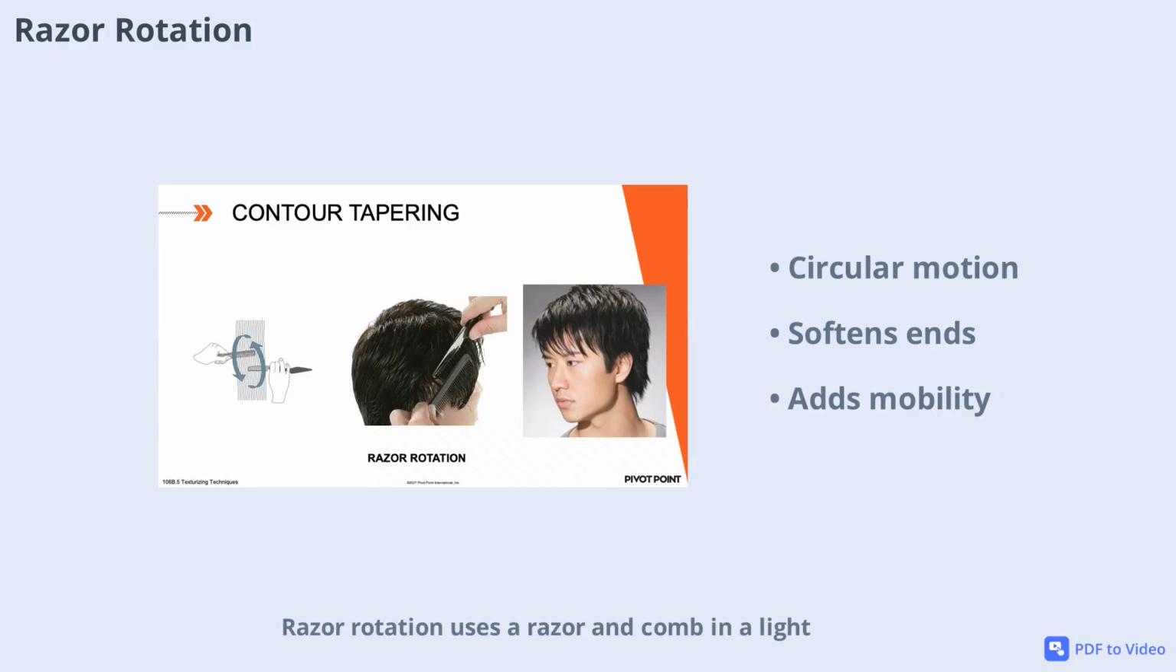Razor rotation uses a razor and comb in a light, circular motion to reduce bulk and blend the form. This technique creates a softer end texture and adds mobility, especially when the hair is damp. It's a gentle way to add movement and remove excess weight without harsh lines.